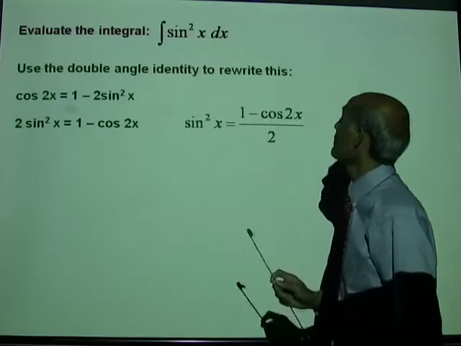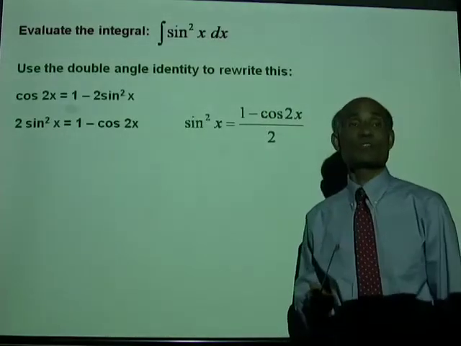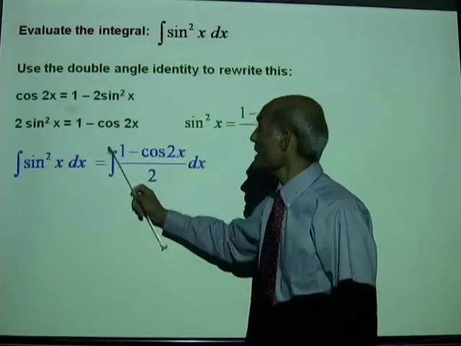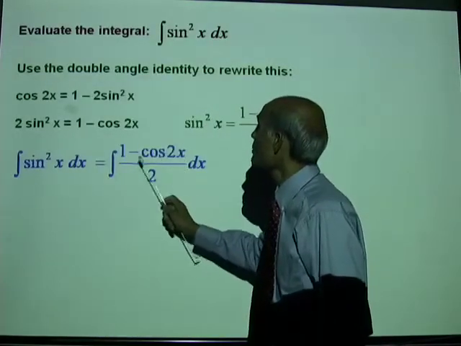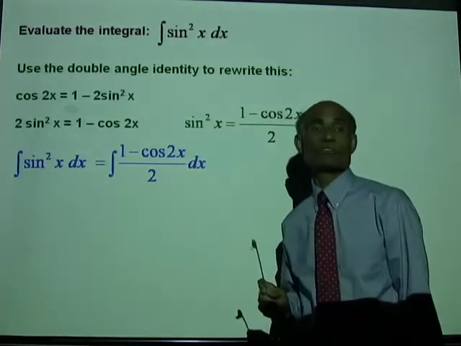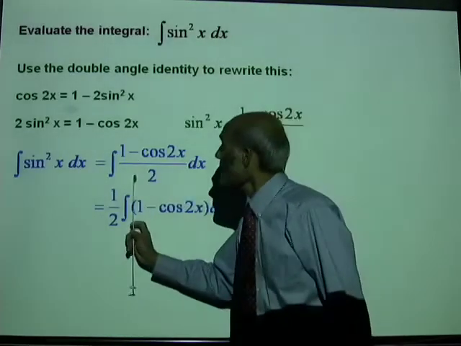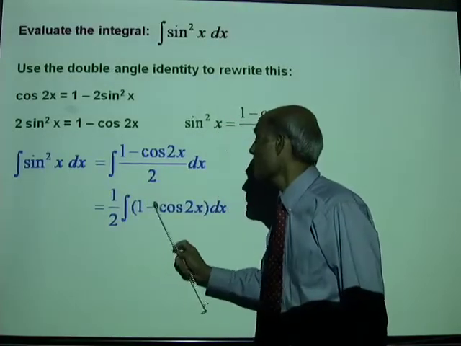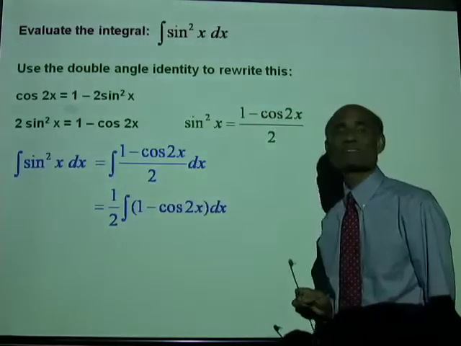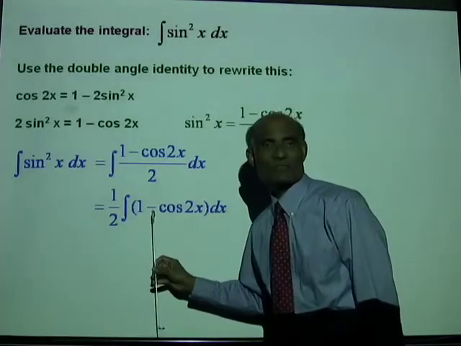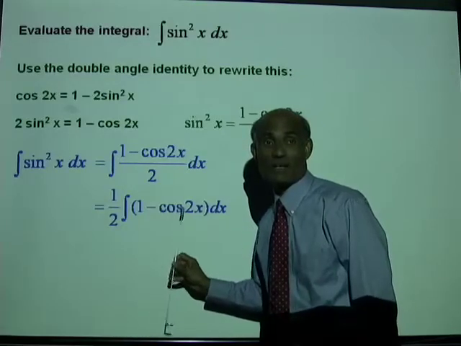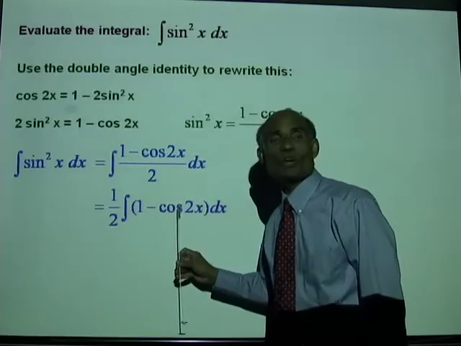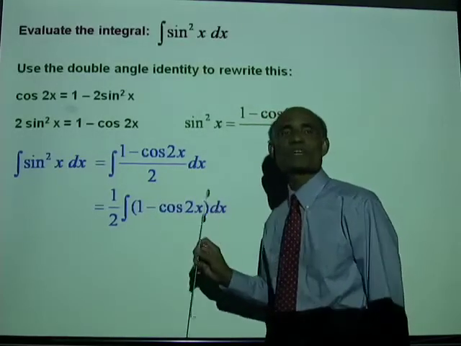Okay, let's do this now. Replace sine squared x by 1 minus cos 2x over 2. So integral sine squared x is integral 1 minus cos 2x all over 2 dx. And 1/2 comes out. You see, this over 2 is a 1/2. That is 1/2 times integral 1 minus cos 2x dx. Alright, can you integrate this? I'm sure you can. Integral of 1 dx is x. What is integral of cos 2x dx?